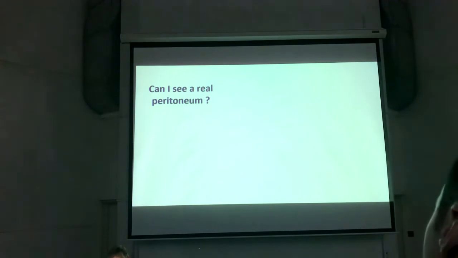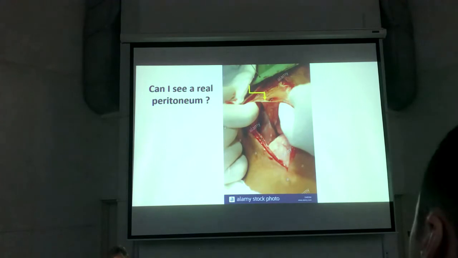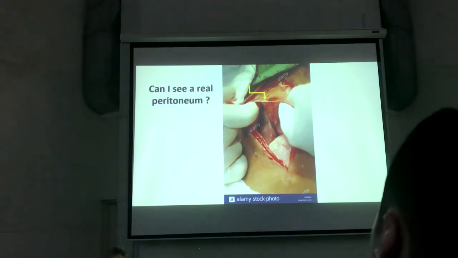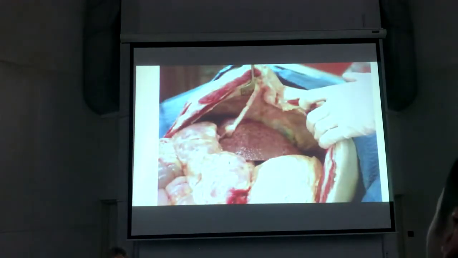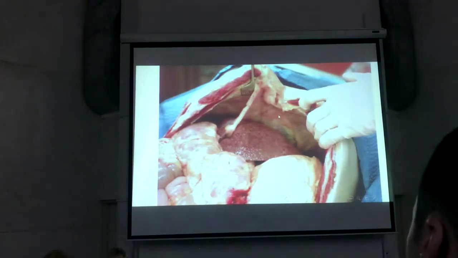Now, can I see a real peritoneum? Here it is. It's a definite membrane, definite structure. This is an opened abdomen, upper part of the abdomen. And you can see this is a liver, which is a bad liver. Here is the stomach, here is the diaphragm. And this is the parietal peritoneum.